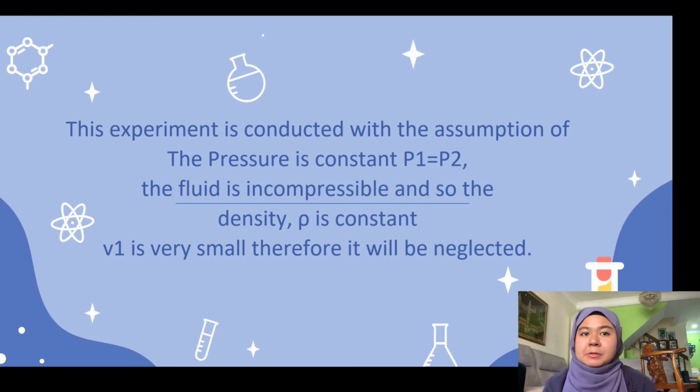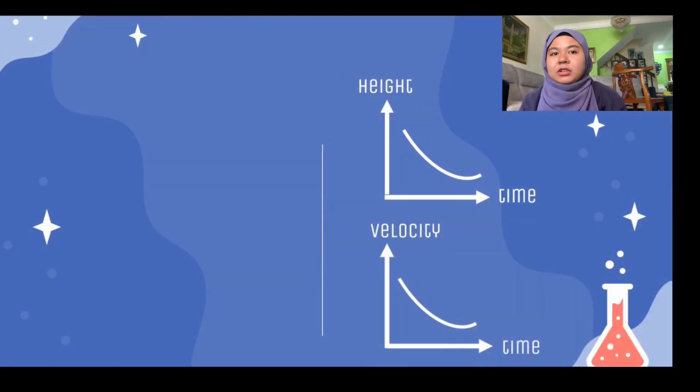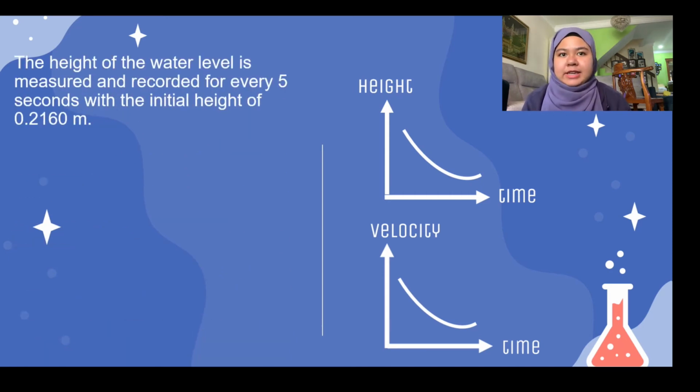To achieve our objective, the experiment was conducted by making a hole at the side of the bottle to act as an orifice, and the bottle is then filled with water. The height of water level is measured and recorded every 5 seconds with the initial height of 0.2160 meter. In accordance to the results collected, a graph of water height versus time is plotted.